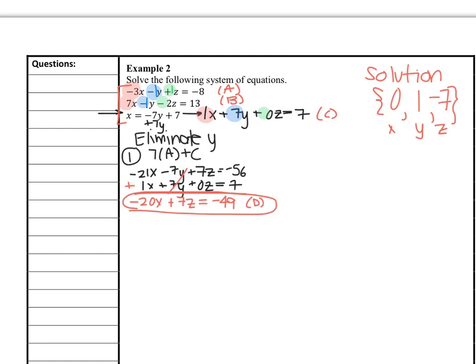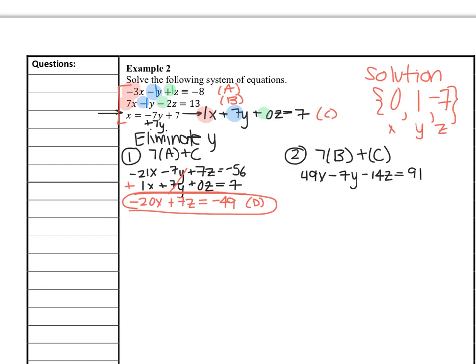Okay, so now I'm moving on to step number 2, where I still want to eliminate y, so I'm going to take equation B and change this 1y that's sitting right here and multiply it by 7. Okay, so I need 7 times B plus C. All right, so 7 times equation B, that's going to give me 49x minus 7y minus 14z equals 13 times 7, which is going to be 91.